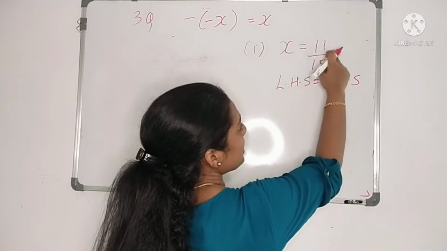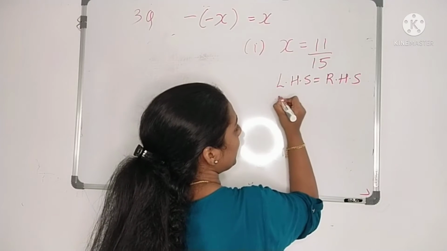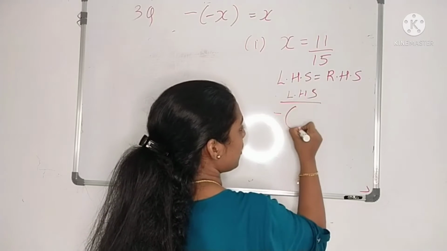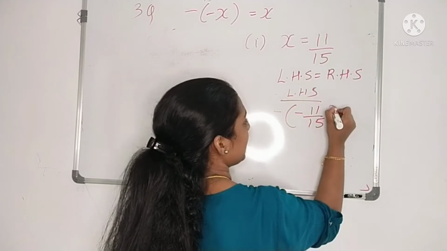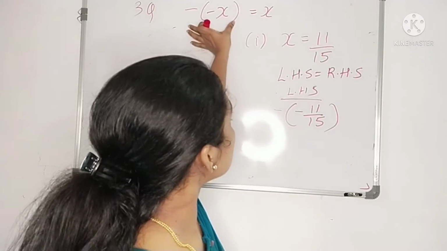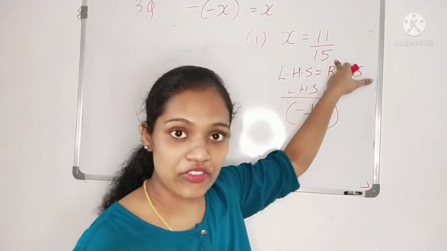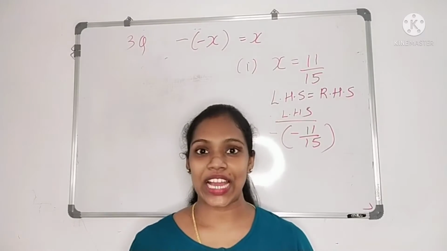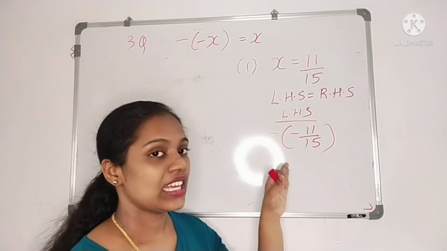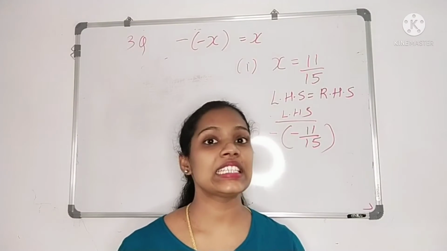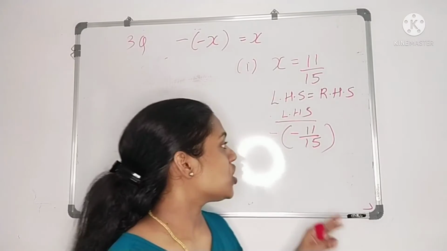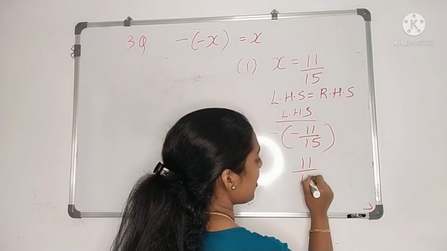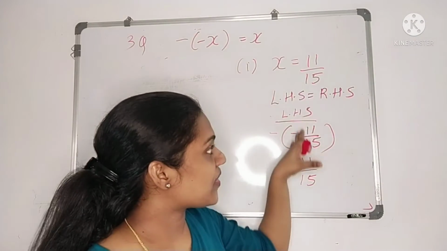We have been given x equal to 11 by 15, right? First I will prove this LHS. So minus of minus 11 by 15. Why? Because LHS is this part and my x is 11 by 15. Now we know that the negative terms get cancelled, that is, if two negative terms are given, they get cancelled and become positive. So this minus and this minus get cancelled and we finally get the answer 11 by 15. This is our LHS part.